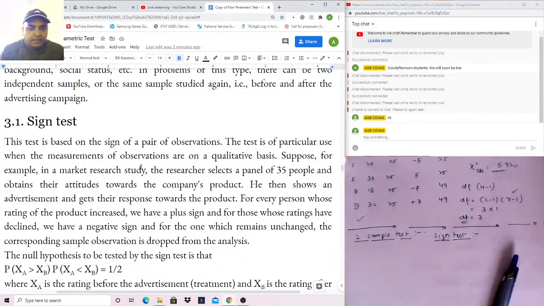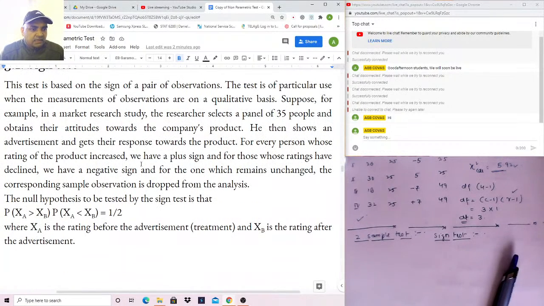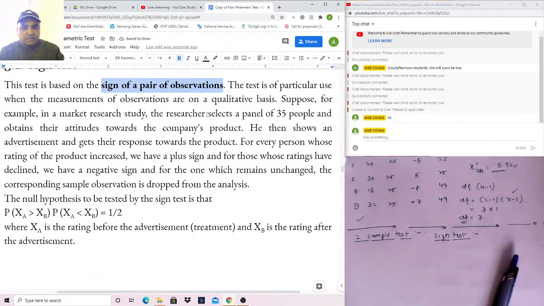So we have already done the one sample sign test. Now this test is based on the sign of a pair of observations, right? What we will be doing here is giving a sign to each pair of observations. This test is particularly used when the measurement of observations is on a qualitative basis.